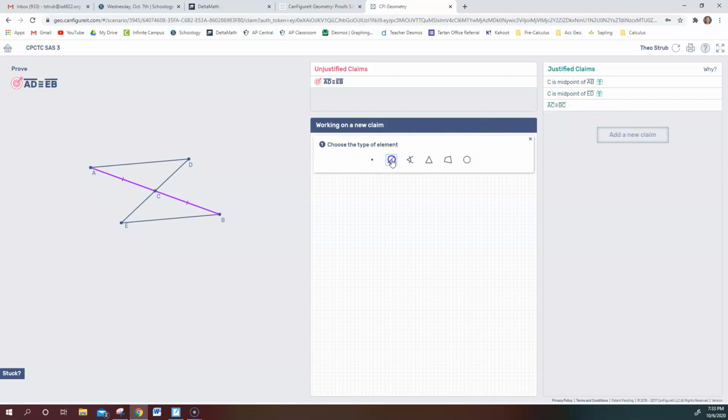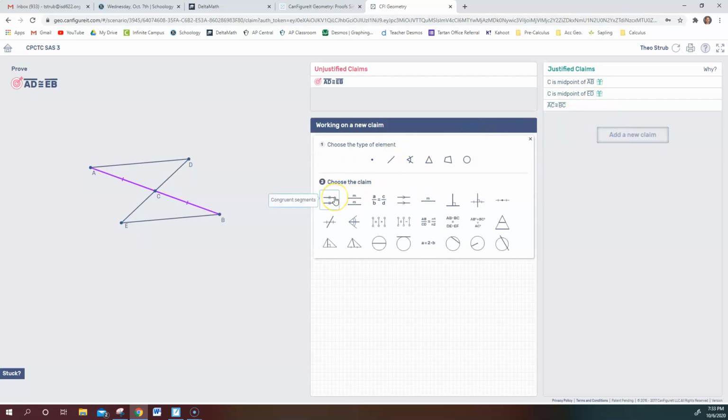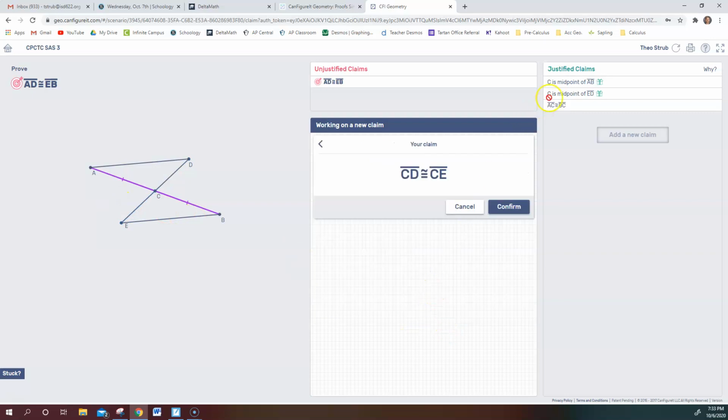I'll click new claim, congruent sides again. And this time you should always go with, see how AD, that's this top triangle. So I should do this piece first. So CD. And then the bottom triangle is always the second one, and that's going to be CE. And they're congruent for the same reason. C is the midpoint of ED.